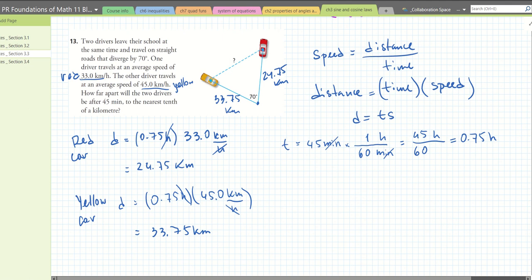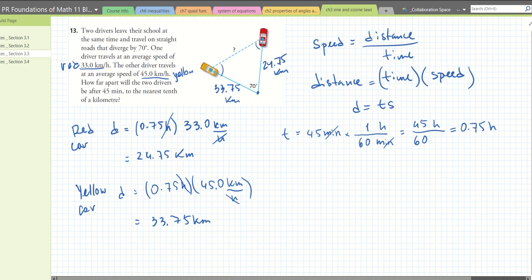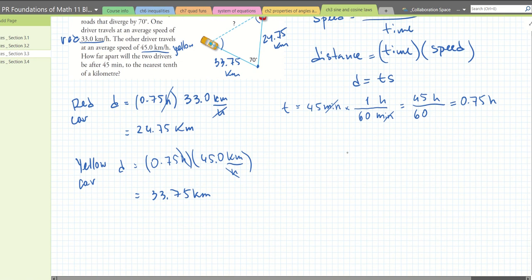The question is, how far apart are they? So that's the question mark. We're missing the third side. Now, you could try using sine law, but again, using sine law, you need to know at least one of the other angles, which we don't have. So we have no choice. We have to use cosine law. So let's just resketch this diagram down here, label everything that we know, and maybe pick some letters, so it's easier to use the cosine law.